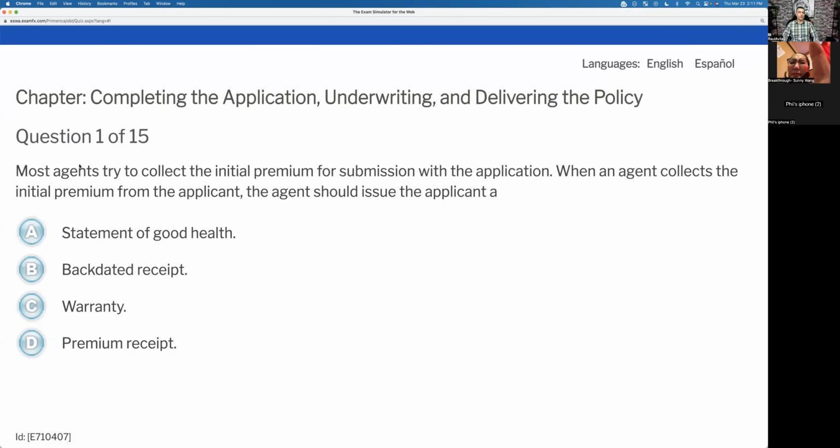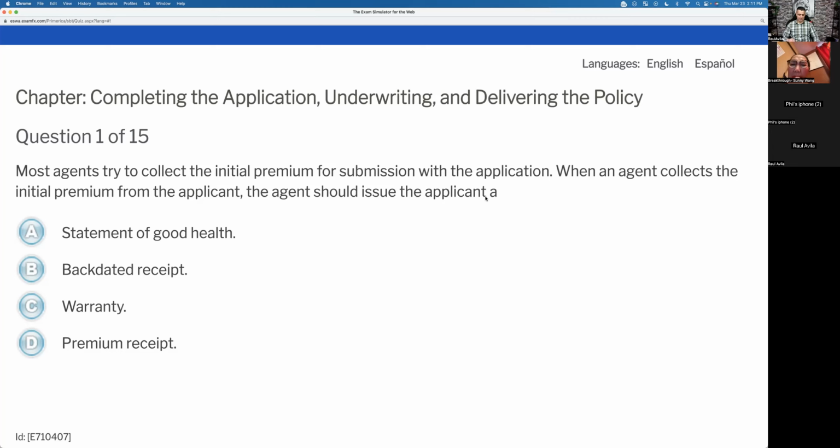Colorado chapter. First chapter is completing the application underwriting process. That's what we're gonna do right now. Most agents try to collect the initial premium for submission with the application. When an agent collects the initial premiums from the application, the agent should issue the applicant a.